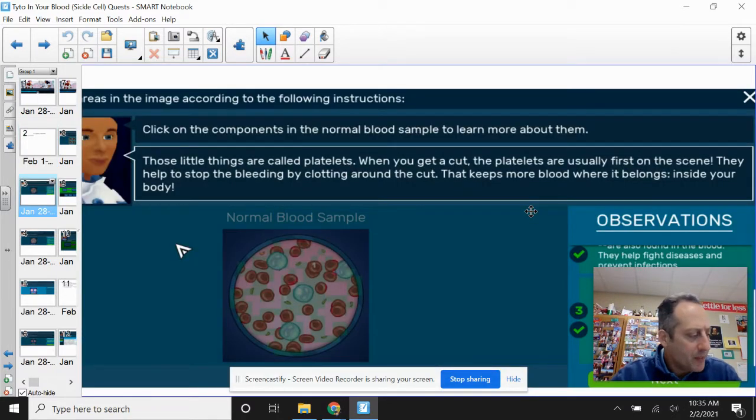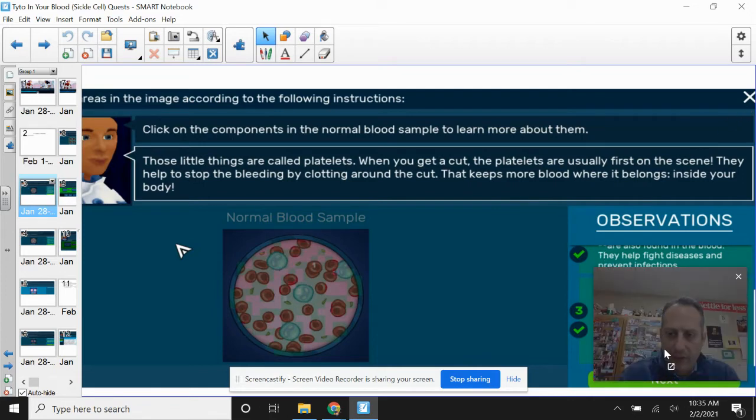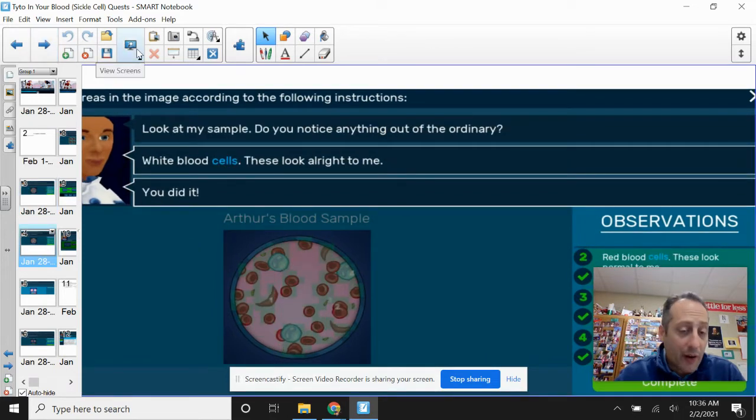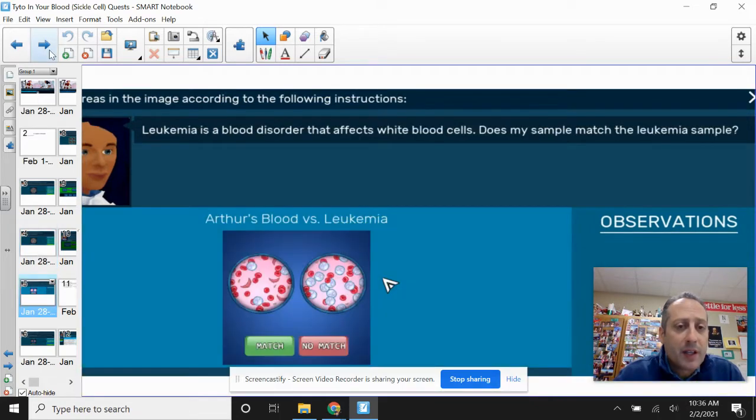So we look at the blood and we see what normal blood looks like: normal red blood cells, white blood cells. It's all covered by my face over here. We can see what all the different types of blood and things in blood look like. We compare it with Arthur's blood sample, and we see that these red blood cells are out of the ordinary.